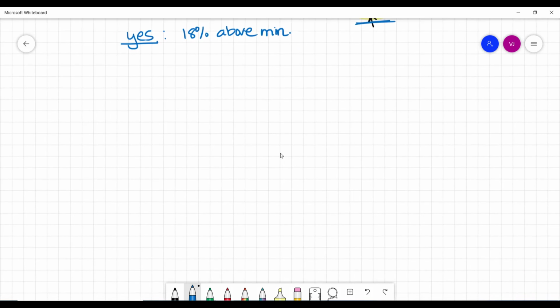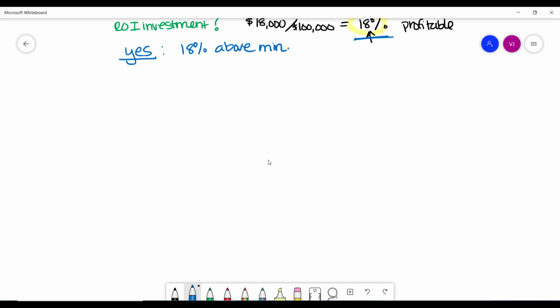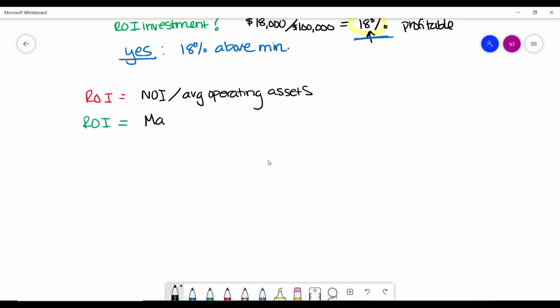And to finish off our discussion of ROI, let's briefly look at the different ways in which it can be calculated and really where it comes from. So we talked about ROI being defined as net operating income divided by your average operating assets. But ROI is actually made up of this whole calculation here. It's actually made up of two other things. ROI is also defined as margin times turnover.